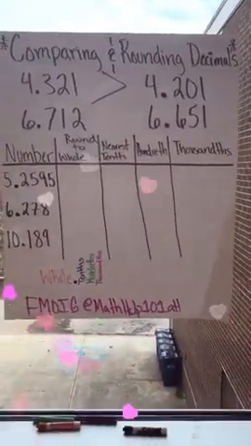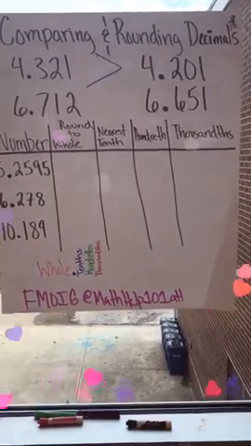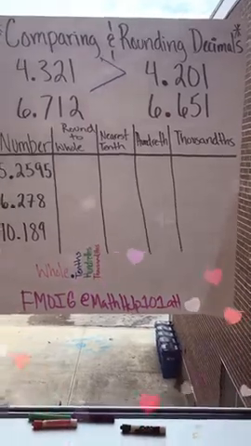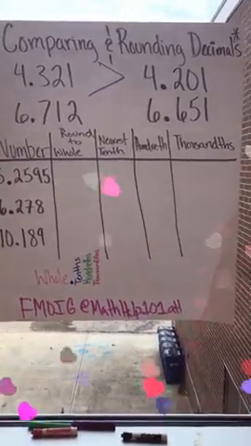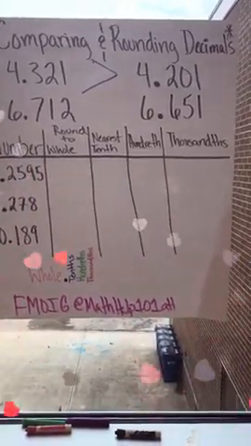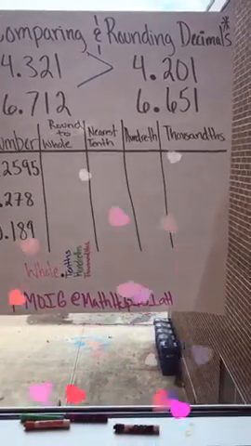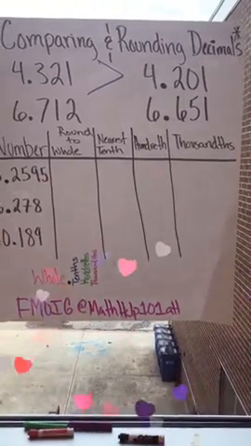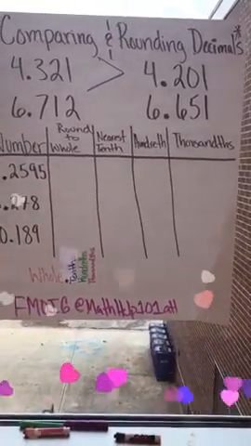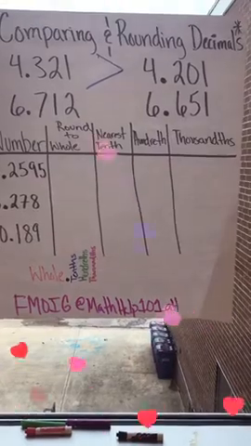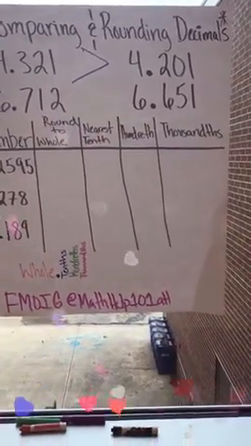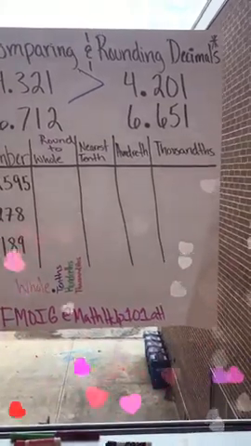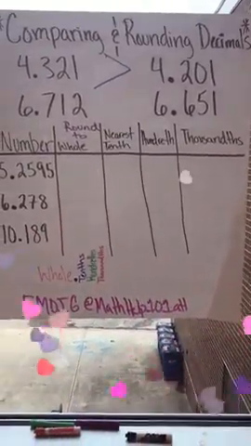All right, the next two numbers we're comparing, 6 and, because we don't say dot or point, we say and, 6 and 712 thousandths, and we're comparing that to 6 and 651 thousandths. All right, so they both have 6 as a whole number, so let's look at the first number in the tens place. The number on the right has a 6 in the tens place, therefore it is less than the number on the left.